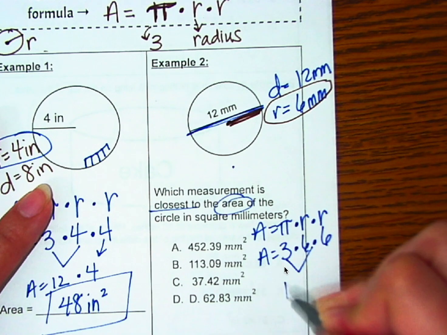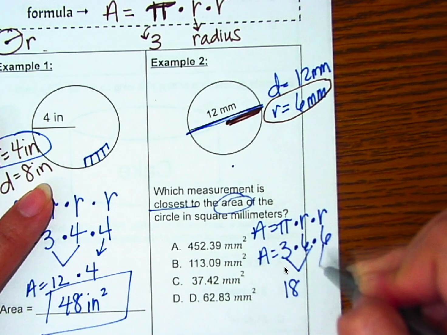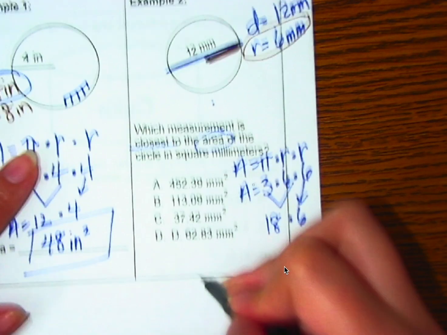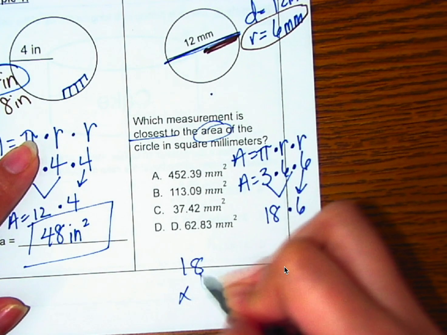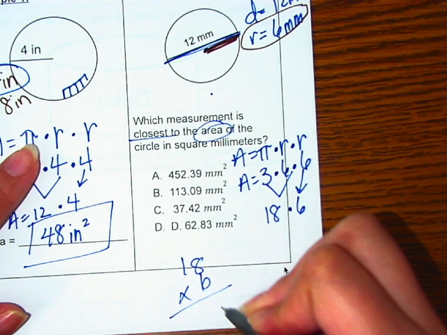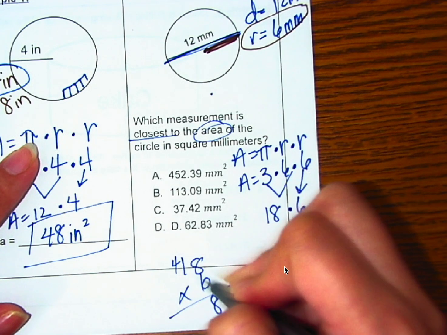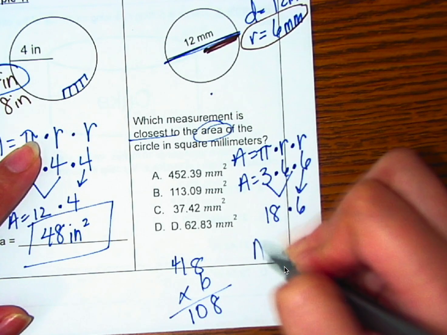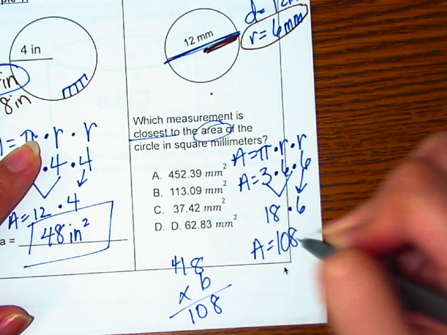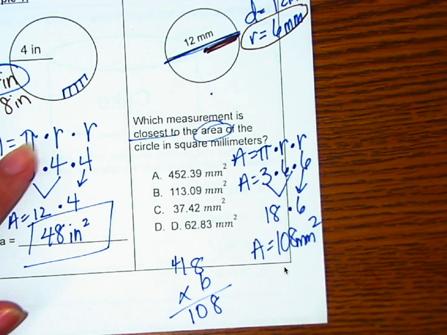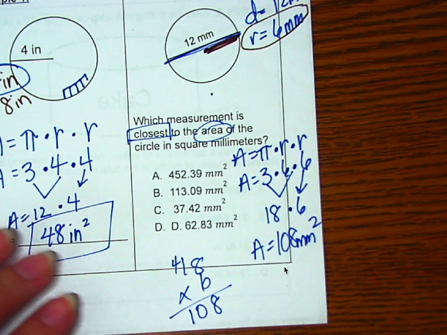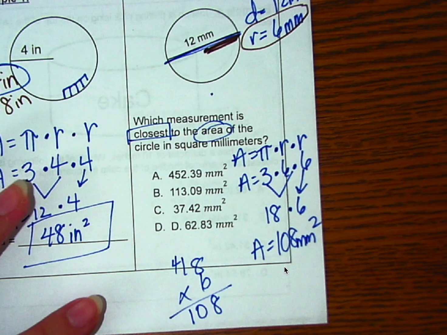3 times 6 is 18. Bring down the 6. So now we have to multiply 18 times 6. 6 times 8 is 48. 6 times 1 is 6, plus 4 is 10, so 108. So my area is 108 millimeters squared. It says which one is the closest to the area. So what answer choice is closest? B.